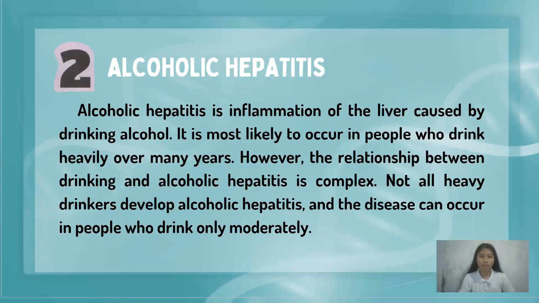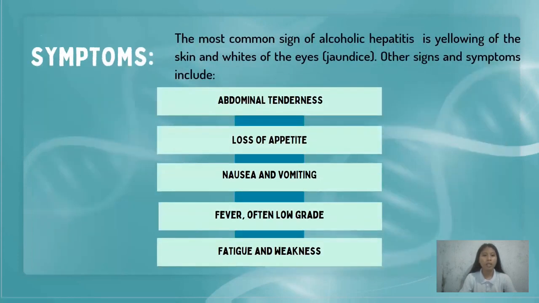Alcoholic hepatitis. If you're diagnosed with alcoholic hepatitis, you must stop drinking alcohol. People who continue to drink alcohol face a high risk of serious liver damage and death. Symptoms. The most common sign of alcoholic hepatitis is yellowing of the skin and white of the eyes. Other signs and symptoms include abdominal tenderness, loss of appetite, nausea and vomiting, fever often low grade, fatigue and weakness.